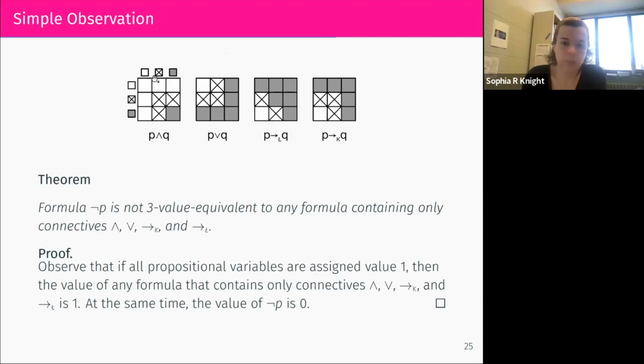So again, here's our basic operators. And our first theorem is that negation is not equivalent to any formula that contains any of these other 4 operators. And the proof here is just, if we assign all the propositional values to true, then we get true from any of these. So if you look at this little corner square, it's always black. So that's different from negation, because if you feed true into negation, you get false. So that shows that negation is undefinable in terms of all the other operators.